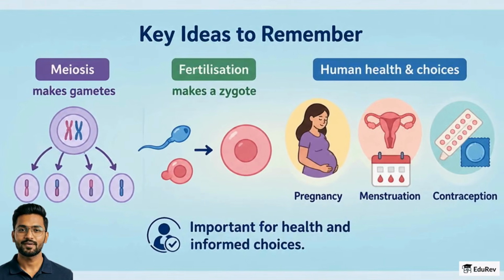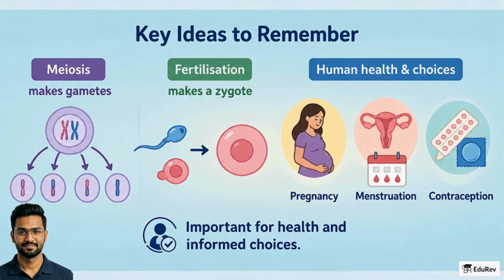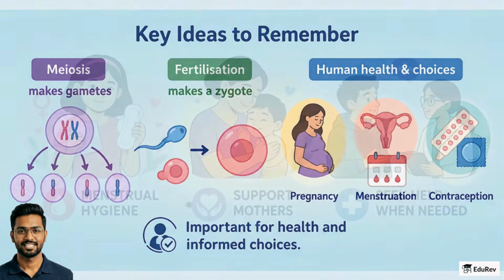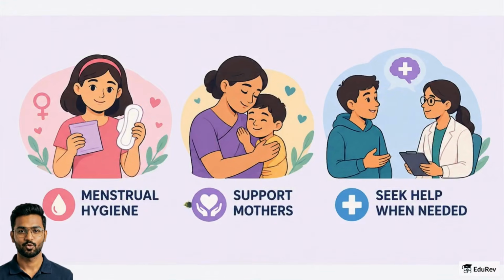We also remember meiosis makes gametes, fertilization makes a zygote, and in humans, pregnancy, menstruation, and contraception matter for health and choices. Take care of menstrual hygiene, support mothers, and seek help for mental or physical health when needed.